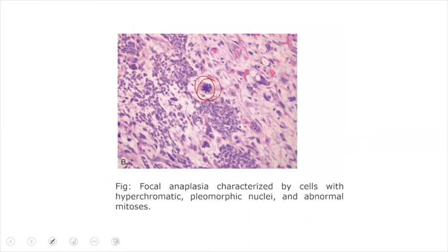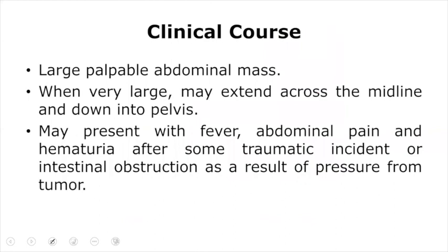And in this diagram, we can appreciate abnormal mitosis. Abnormal mitosis can be appreciated in this diagram. Along with this, see, these are our stromal components, small round blue cells, and these are anaplastic cells as well. So by this, we have already completed the Wilms tumor.